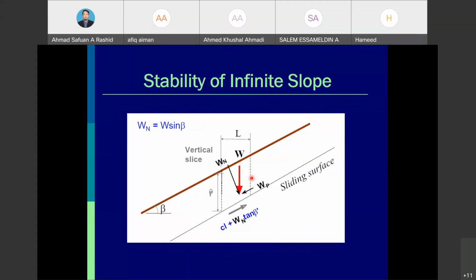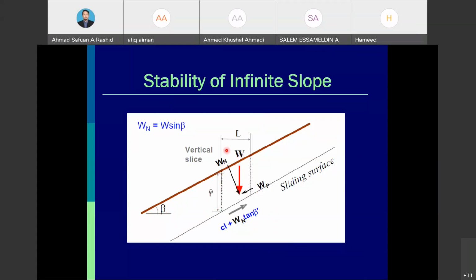So this is a slope surface, where we assume that the sliding surface is parallel to the slope surface. In this case we call the height H, or D. Then we have a beta here, and this beta is the angle of the slope. Then the W is the weight.